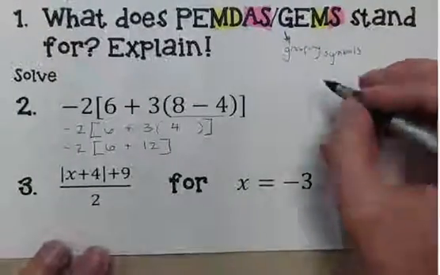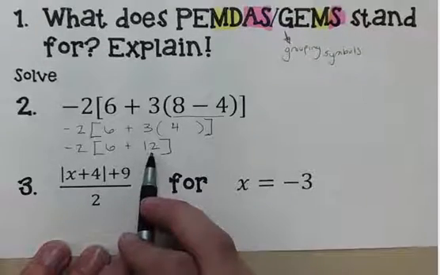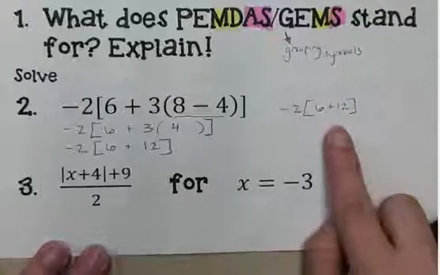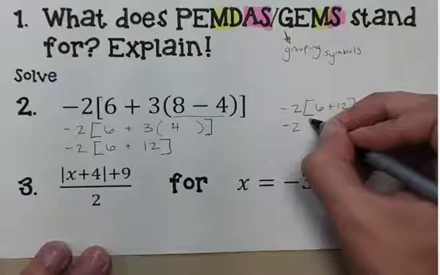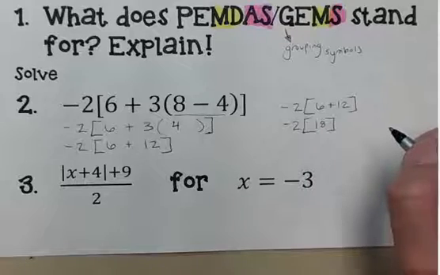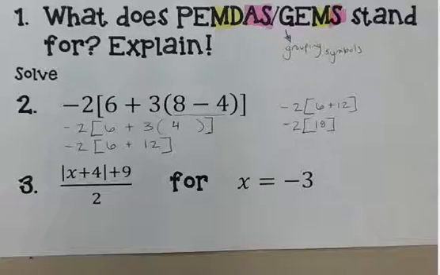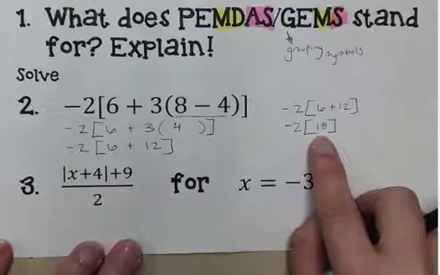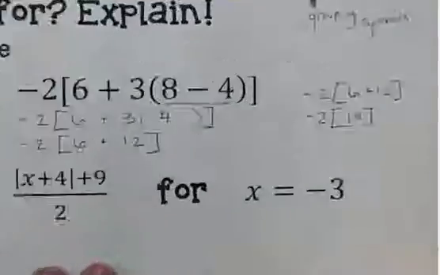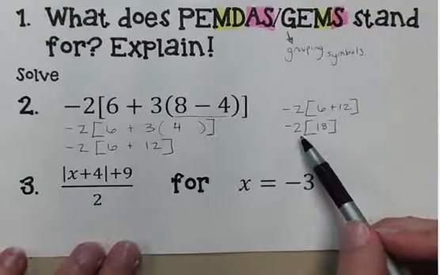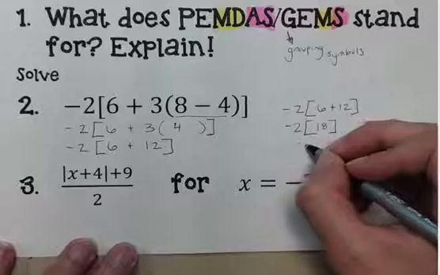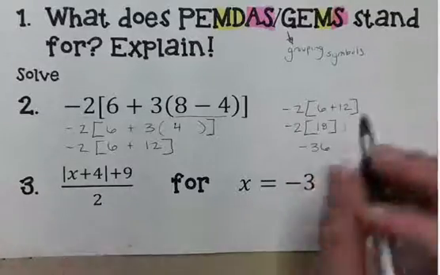Okay, the next step is, again, I want to simplify what's in this grouping symbol. So I'm going to go ahead and recopy it over here. I need to add 6 plus 12, which is 18. Okay, once I simplified everything down to one number, my next step is to get rid of those brackets. And this is very similar to what we talked about yesterday. The operation between -2 and 18 is multiplication here. So my answer ends up being -2 times 18 is -36.